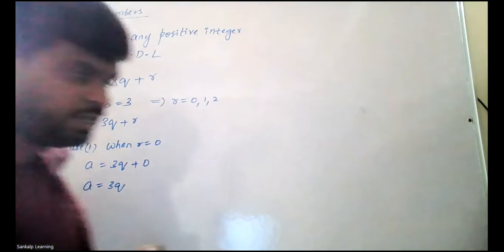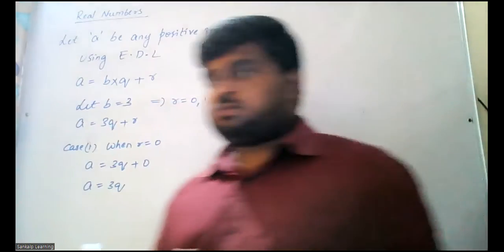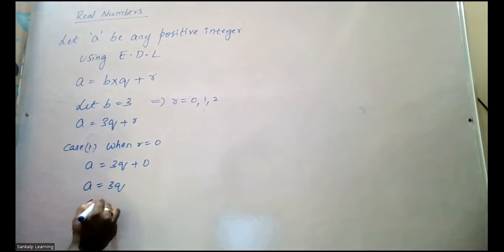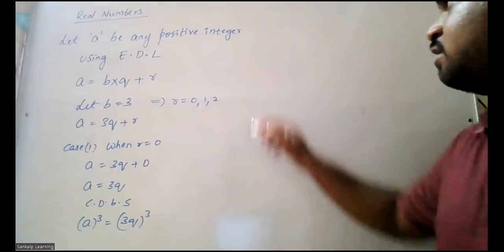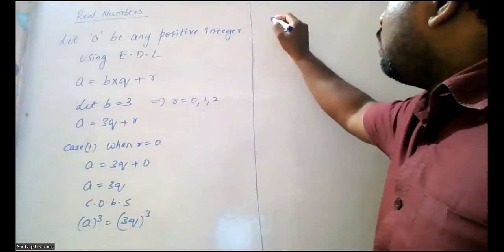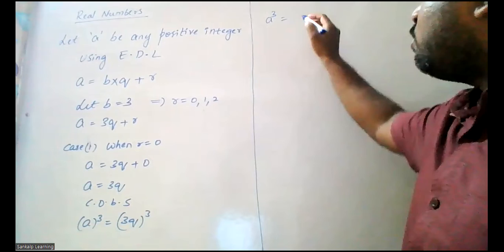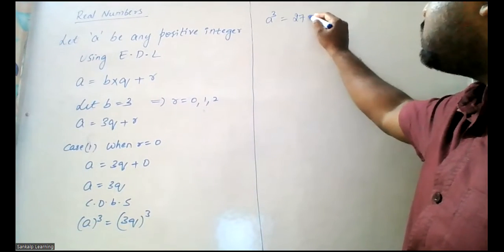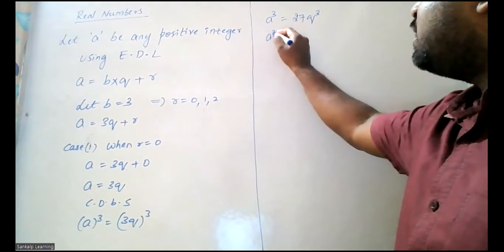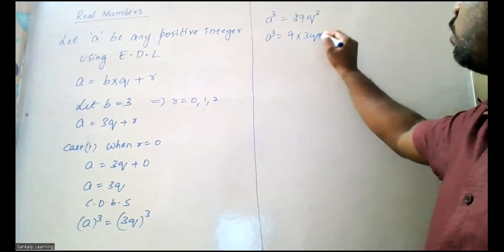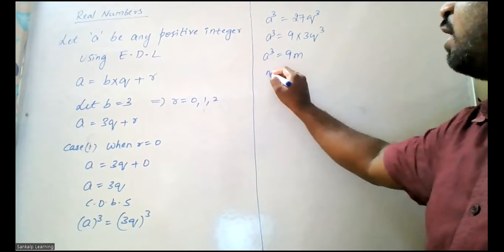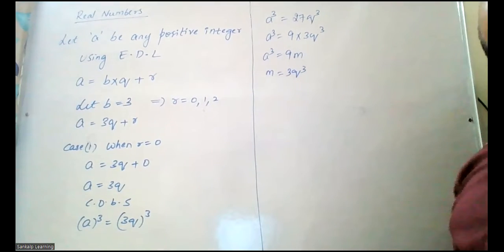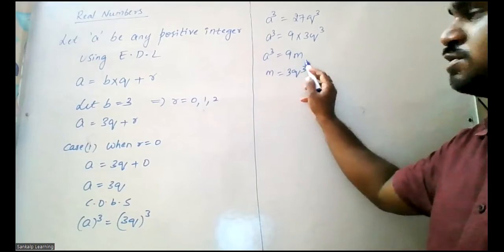Now this is my positive integer. If I cube it, I have to cube it, isn't it? So cubing on both sides, a cube is equal to 3q whole to the power 3. 3 cube whole to the power 3 is 27 q cube. This I can write as 9 into 3q cube. a cube is equal to 9 times this 3q cube, I'll take it as m, where m is 3q cube. So you have got cube of any integer is in the form 9m.